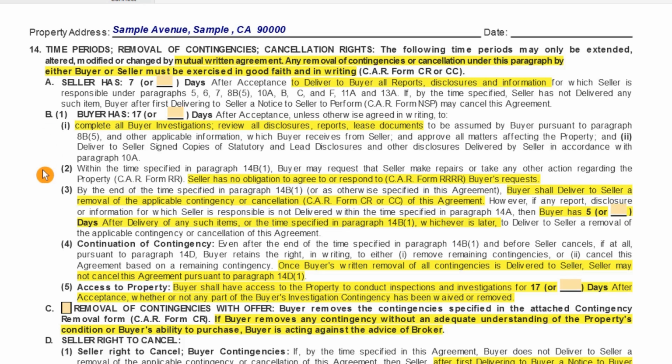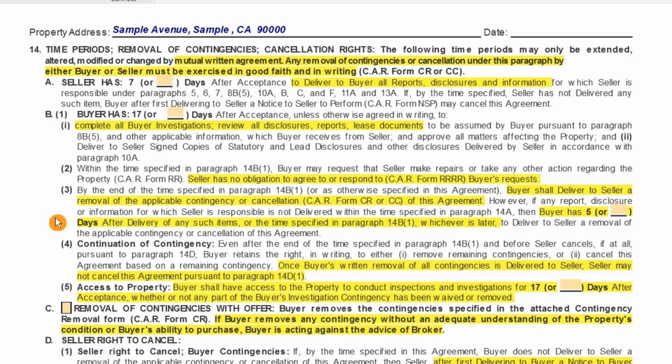Within the time period specified above, the buyer may request that the seller make repairs or take other action, but I wanted to call this to your attention. The seller has no obligation to agree to or respond to that request. Going further, at the end of the time specified above, or as otherwise specified in the agreement, the buyer shall deliver to the seller a removal of all the applicable contingencies or cancel the agreement.